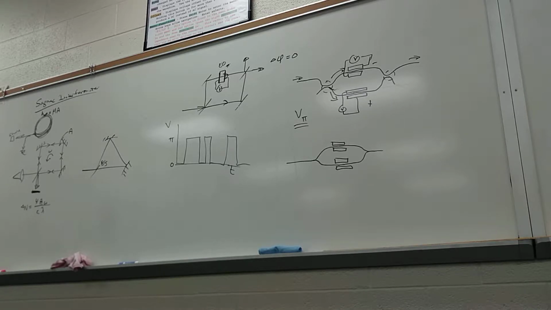What was delta N? That's the fractional fringe shift. So basically, 2 pi phase difference here corresponds to 1 fringe shift.